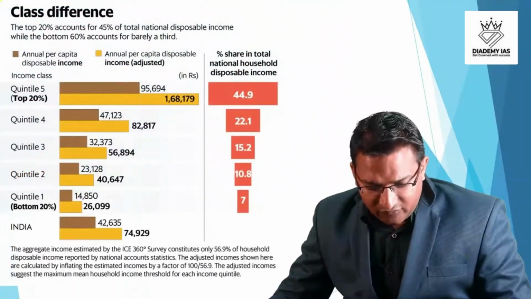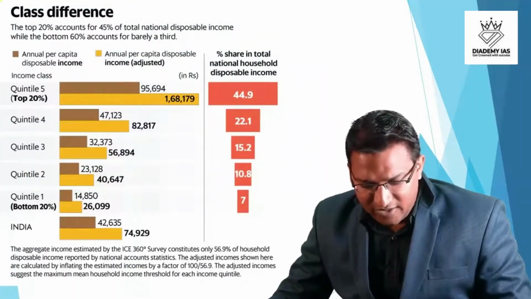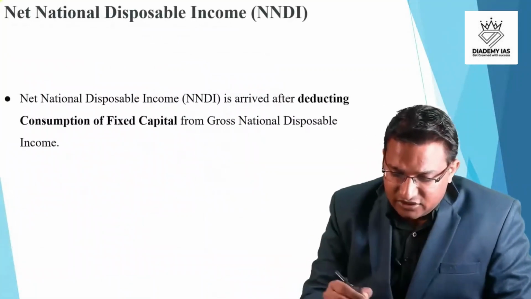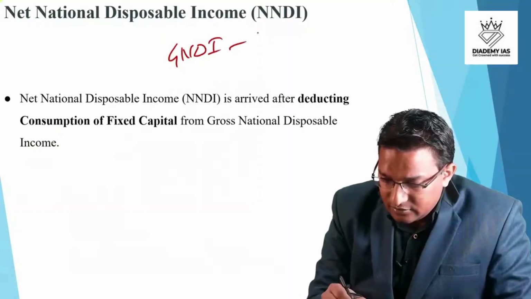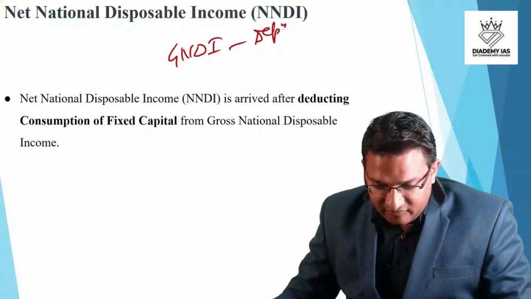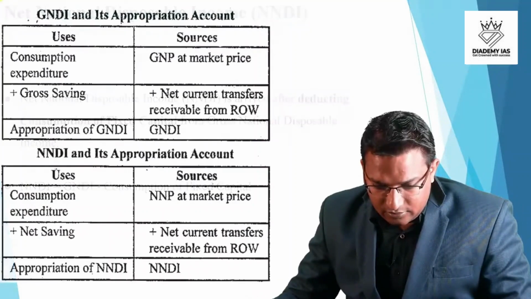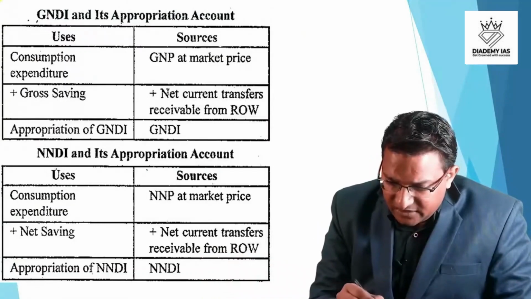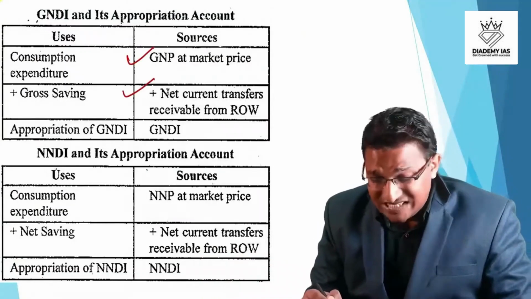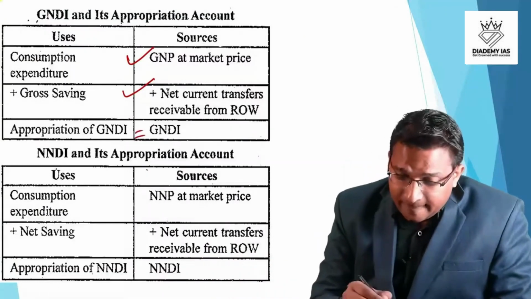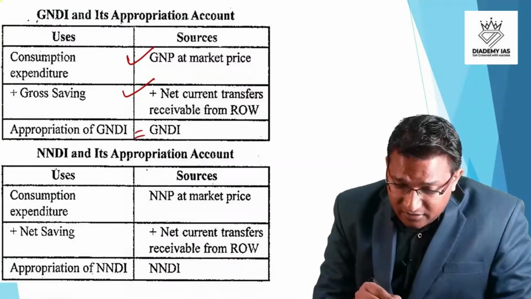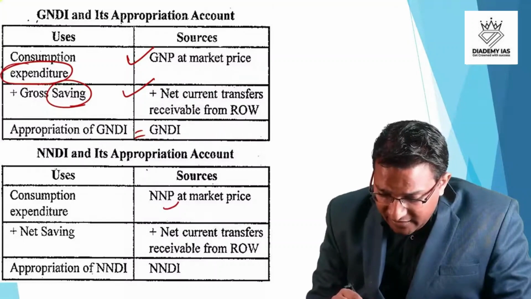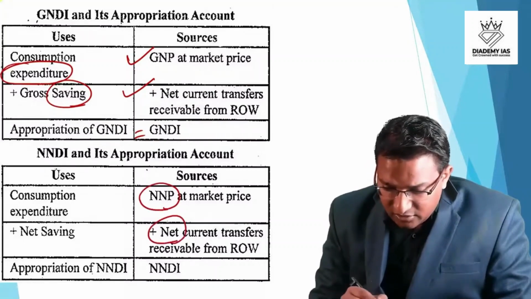This data is not important for you. I will discuss it at the time of inequality, but still you can see net national disposable income. This is nothing but GNDI minus depreciation. Then we have GNDI and NNDI. Here we can see GNP at market price plus net current transfer receivable from the rest of the world is equal to GNDI. On the usage part, this is nothing but expenditure plus savings. NNDI we can calculate by adding the net current transfer to NNP at market price.